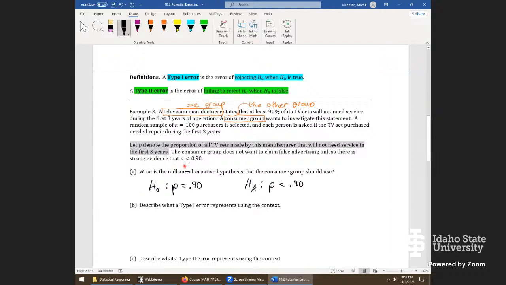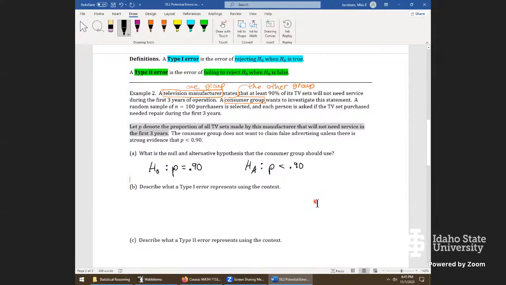But this problem is focusing on the errors we can make. Let's try type 1 error, see how far we get, and we'll call it a day after that. That sound like an okay stopping spot for folks? Okay, let's focus on type 1 error. It says, describe what a type 1 error represents using the context. Now, saying using the context is really very important here. You can put down on your paper, type 1 error means you rejected H naught when it's true, but that's not the practical interpretation we want. We want to describe the meaning of that.